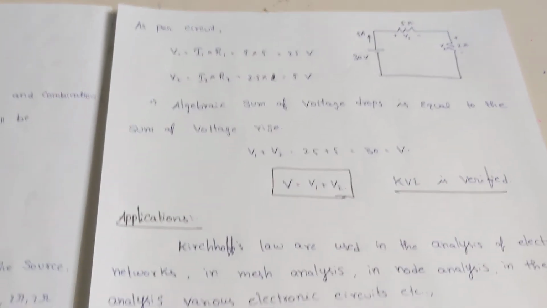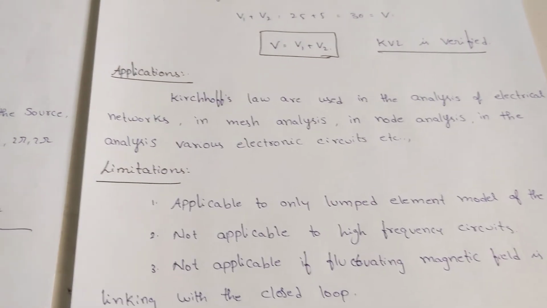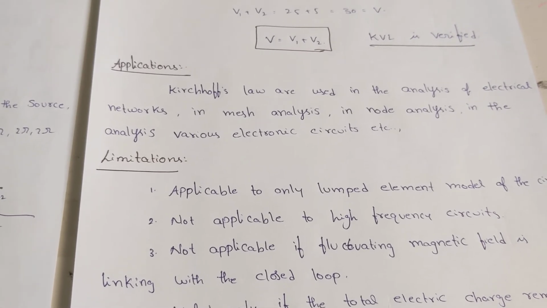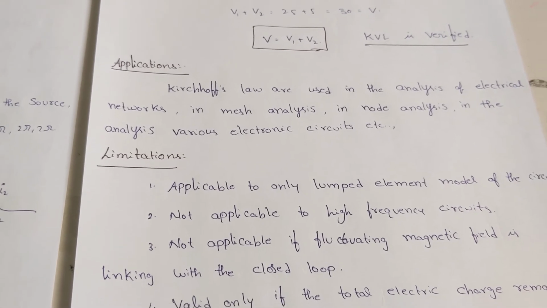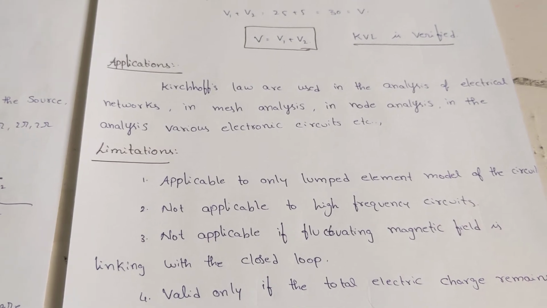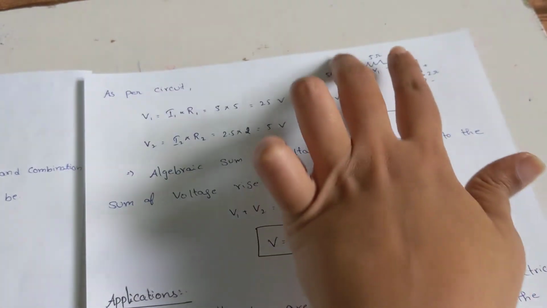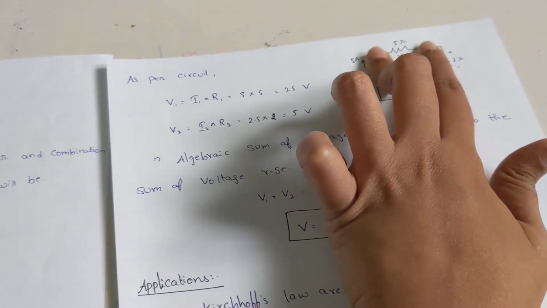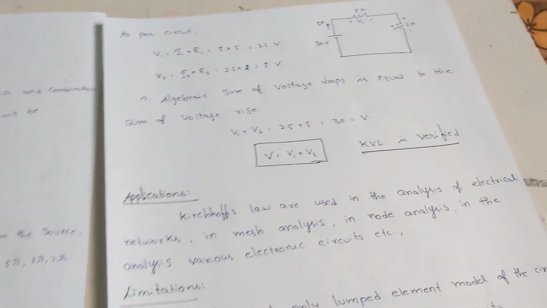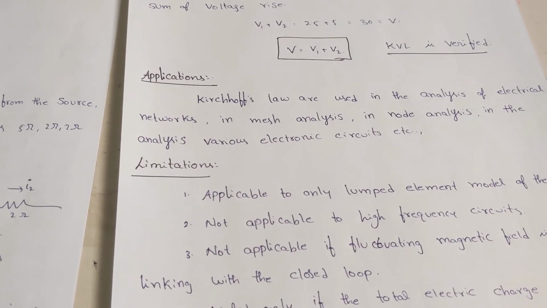Your KVL is verified. Coming to applications and limitations: to analyze your circuit, whether electrical or electronics, you can use KVL and KCL to find voltages and currents. That is the application. Coming to the limitations, this is applied only for lumped elements. That means the element should sit at one position, not distributed throughout the length of the line. For lumped elements it will be applicable.